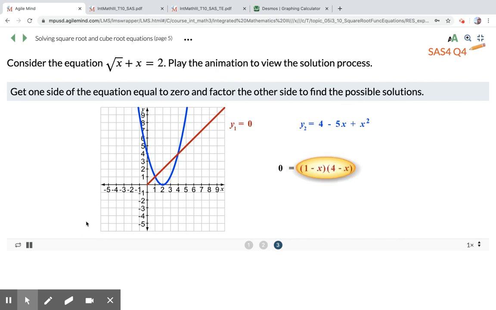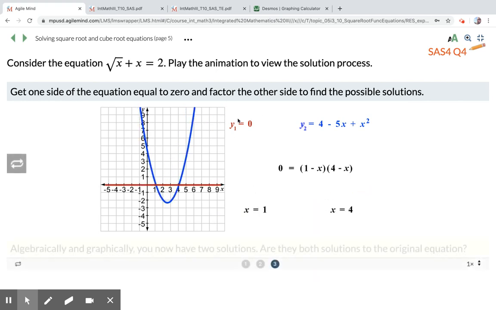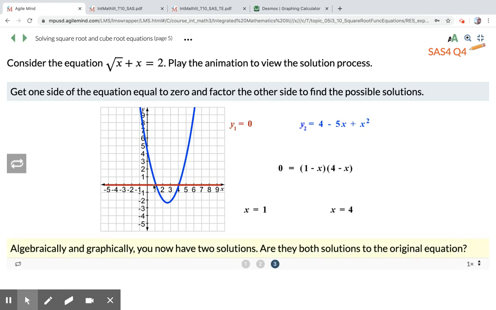And if I graph that, I now have y equals 0 on the one side, but I also have y equals 4 minus 5x plus x squared, which factors into 1 minus x times 4 minus x. So I have an answer at x equals 1 and an answer at x equals 4. And the graph now looks like this. And again, I've got two solutions at x equals 1 and x equals 4.